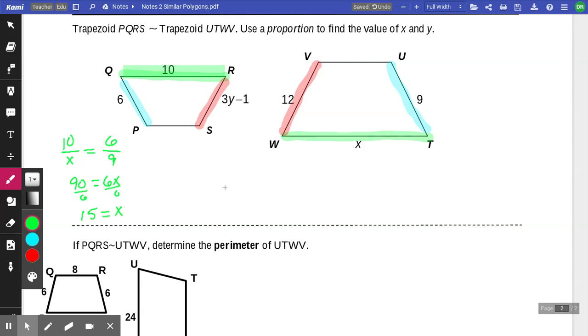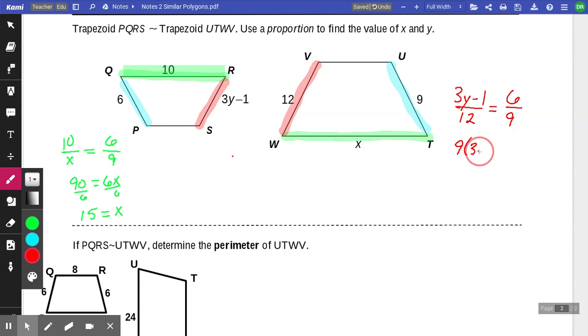Okay, and we can do the same thing for y, which is on one of these red sides here. So we could say that 3y minus 1 over 12. And then there's no reason that you can't use that blue pair of sides again. So let's go ahead and set this also equal to 6 over 9. Okay, and cross multiply as we know how.